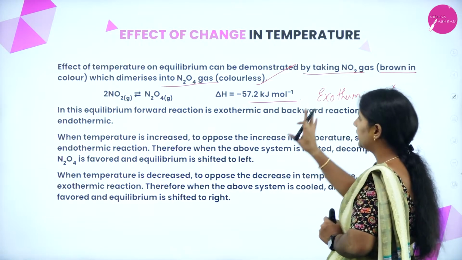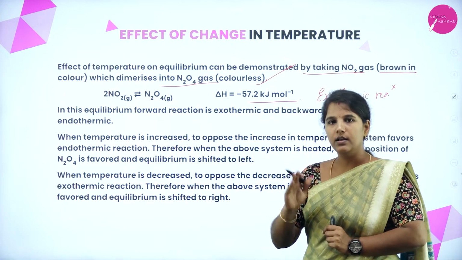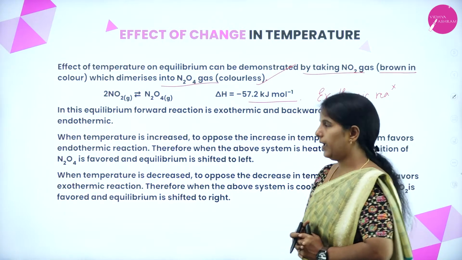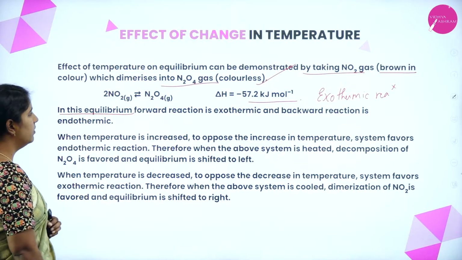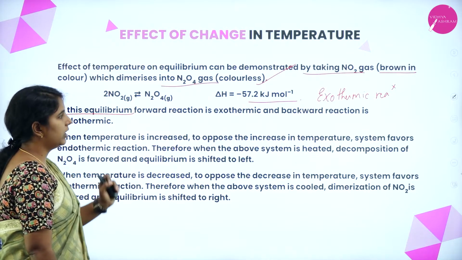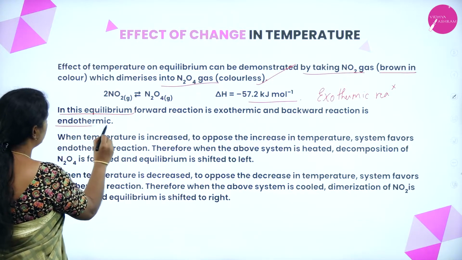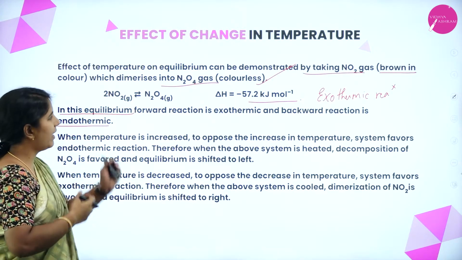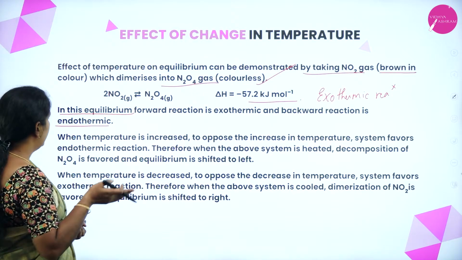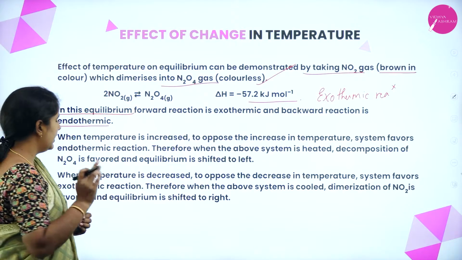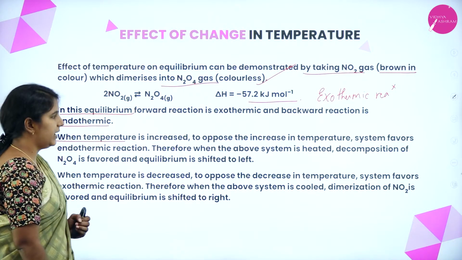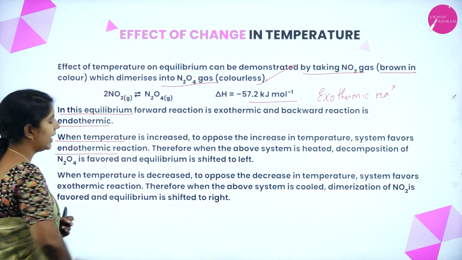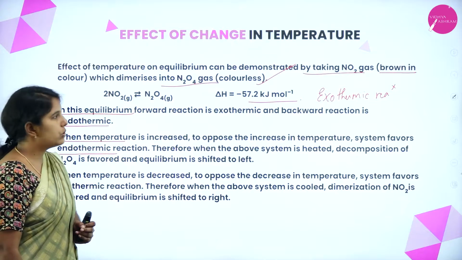We have taken a condition where nitrogen dioxide is dimerized to give N2O4, and the reaction is exothermic. Now, in this equilibrium, the forward reaction is exothermic and the backward reaction is endothermic, as I have indicated with the negative sign. Now, I will consider the effect of change in temperature. When the temperature is increased, to oppose the increase in temperature, the system will favor the endothermic reaction.